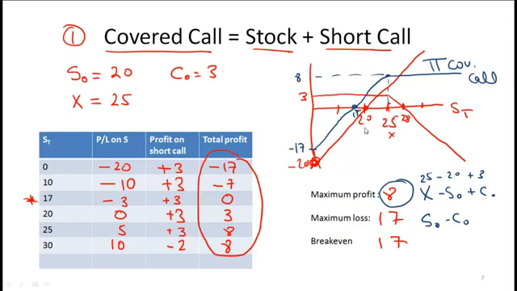S naught is how much you bought the stock for, which was 20, minus C naught is how much you sold the call option for, which was 3. So our maximum loss is 17. And what's the break-even point? That's also given by S naught minus C naught. So that's 17, and this point right here. So this is our covered call.